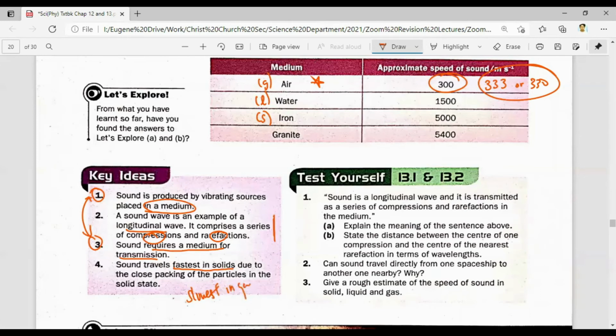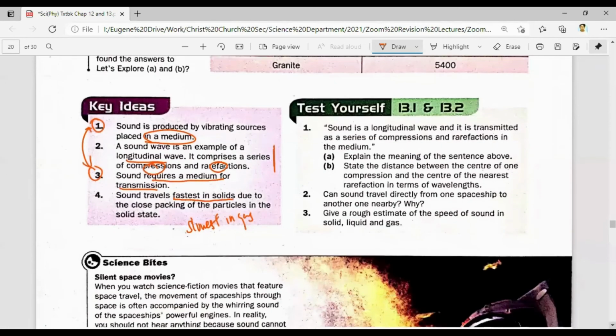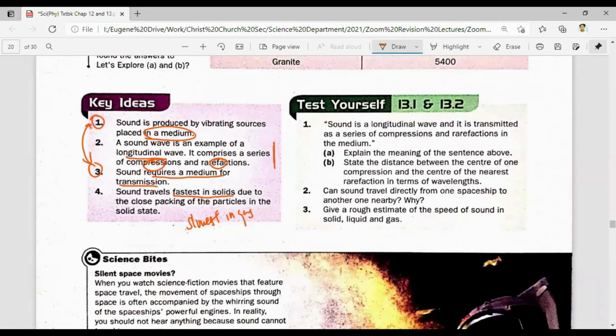Now, the explanation of why it is the fastest in solid is really because solids are very closely packed. So it's very easy for the particles to collide into the next particle, to collide into the next particle, to collide into the next particle. It's a very fast and efficient method of transmission. So that is for the key ideas in 13.1 and 13.2.